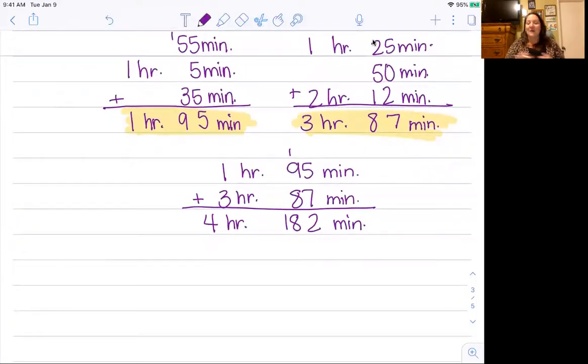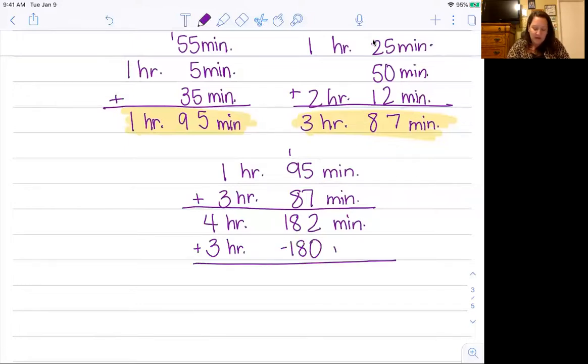Good. So now, can we leave it? No, we're not going to leave it, right? We have to convert. And how many minutes are in an hour? 60 minutes in 1 hour. How many groups of 60 can I get out of 182? 60, 120, 180, 240. Ooh, 240 is too much. So how many groups can I get? 3. So we're going to put plus 3 over here. And we're going to subtract 180 here because 3 hours is 180 minutes. So 182 minus 180 is 2 minutes. And 4 plus 3 is 7. So her final practice time, she practices a lot, is 7 hours, 2 minutes.